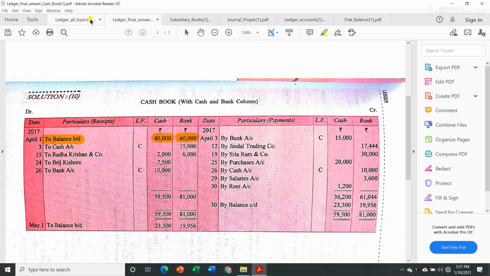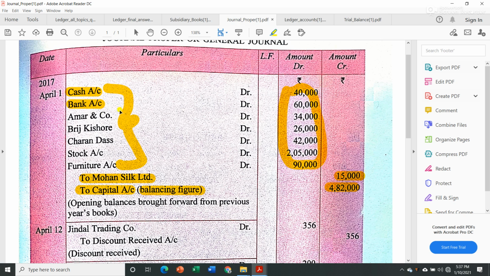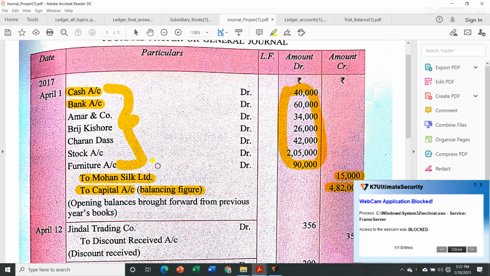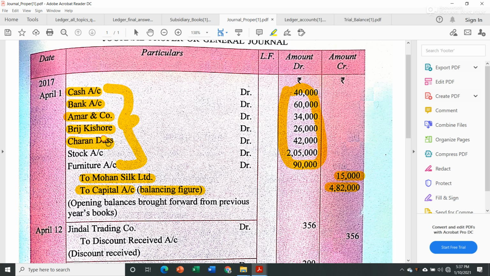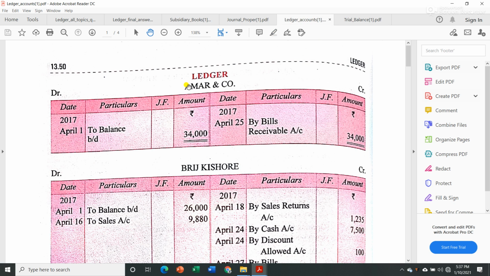As I told you, after passing the journal entry for the opening entry, except for cash and bank account, we will open in the ledger the accounts of Amar, Brij Kishore Charan Das, stock account, furniture account, as well as Mohan Silk Limited account. Now these are the ledger accounts.